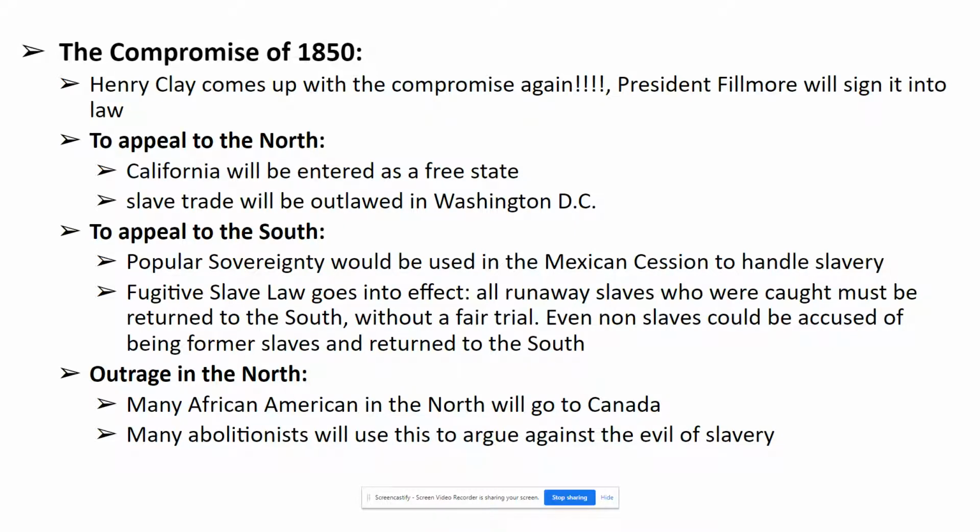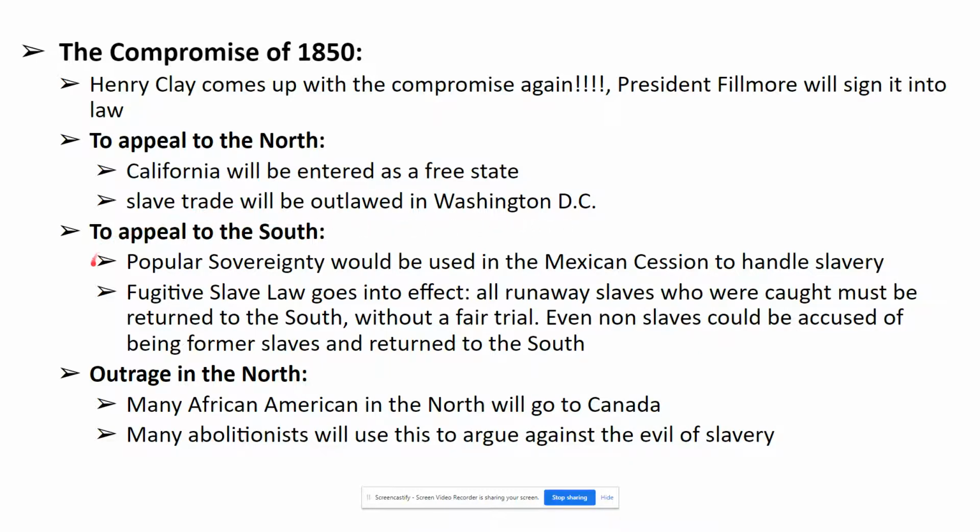So, country's in a real problem here. All right, the South doesn't have any real territories to become a state. California wants to be free, and Henry Clay miraculously is able to come up with another compromise that the president will sign. So let's talk about it. California becomes a free state. The slave trade is outlawed in Washington, D.C.